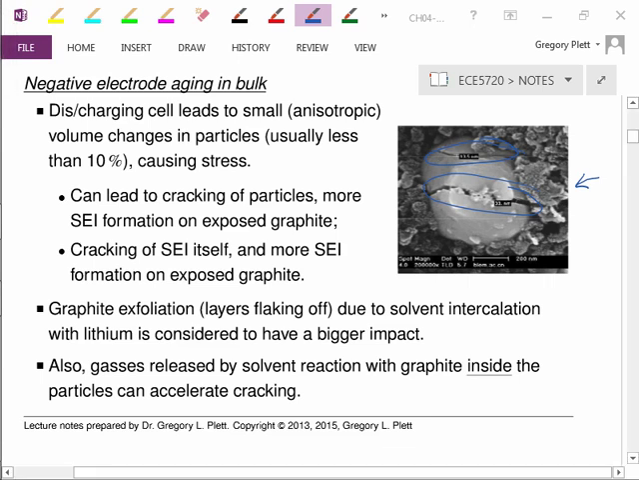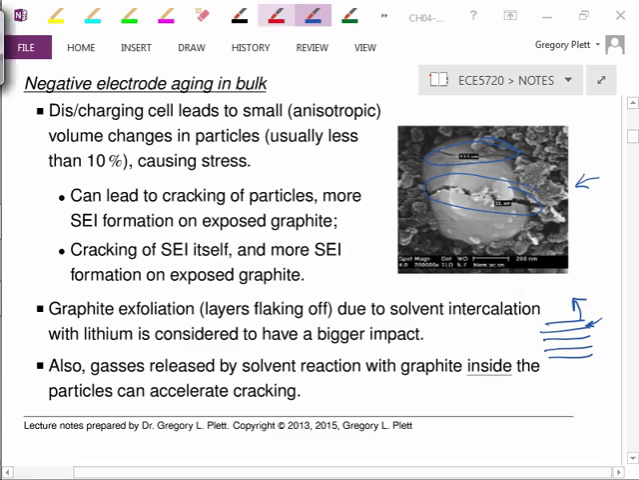When I have this crack, that opens up more surface, and SEI can form on the exposed graphite, so I, again, lose capacity and increase resistance. If I have layers of graphene making graphite, and I have solvent intercalating, that can force the outer layer to flake off, called exfoliation. And that means that there's no longer this outer layer.